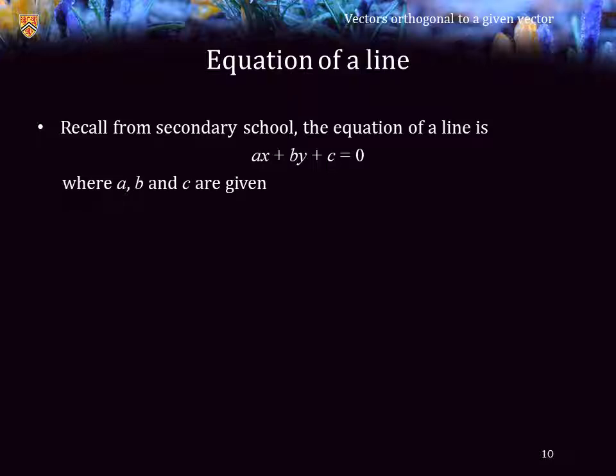Next, we're going to apply this to the concept of the equation of a line and finding that line. But we're going to find this in terms of vectors, not in terms of algebra. So the equation of a line, as you know from secondary school, is ax plus by plus c equaling 0, where a, b, and c are given. They are not unknowns, they have to be given, and if these three values are given, then this defines an explicit line on the plane.